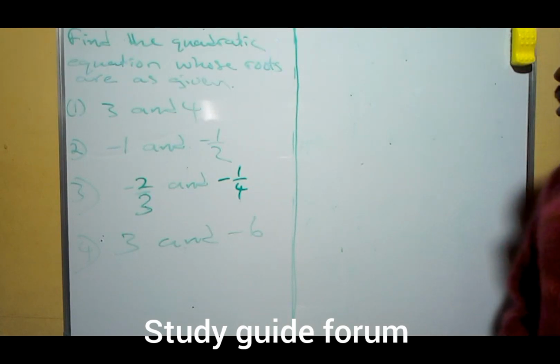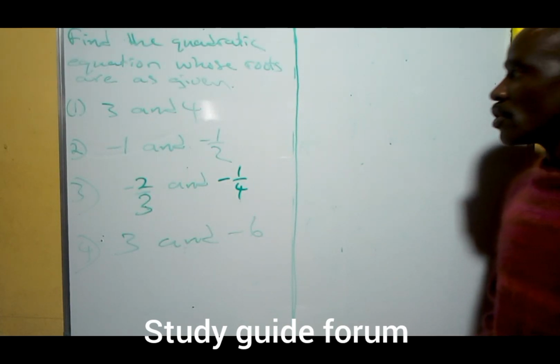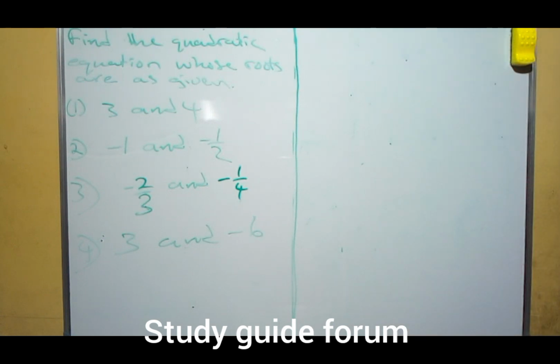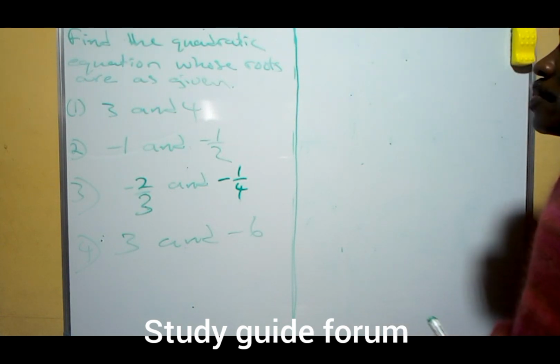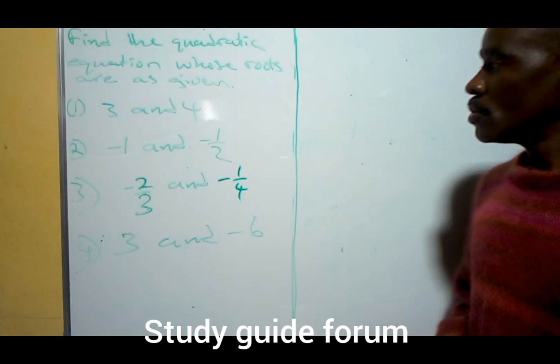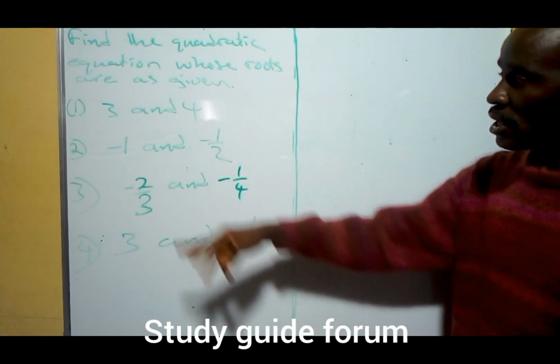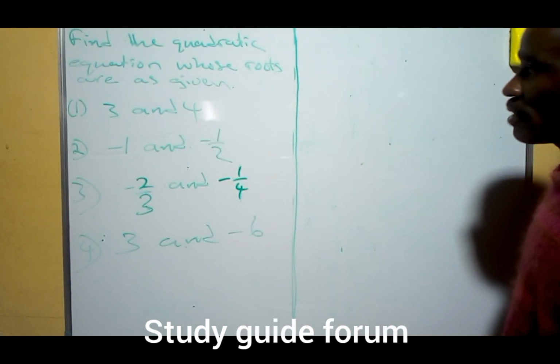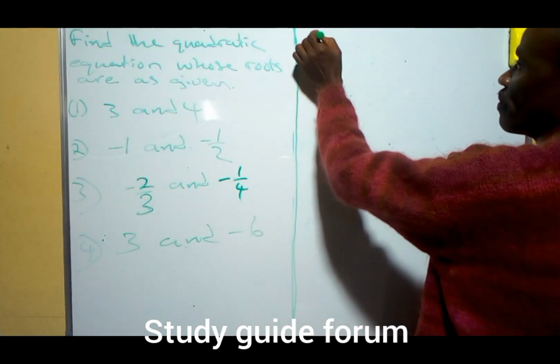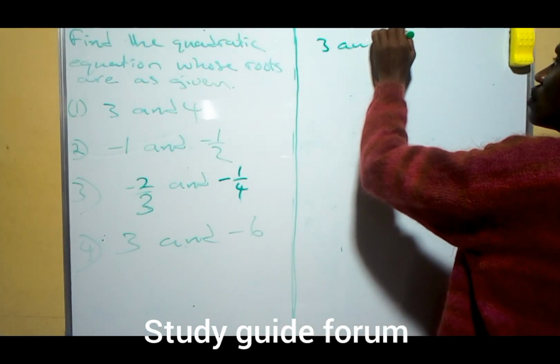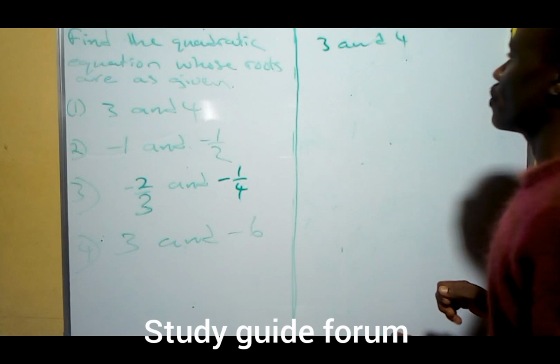Today we'll be looking at how to find a quadratic equation from its roots. We have a series of questions here. Let's start from the first question. We have the two roots here, 3 and 4.